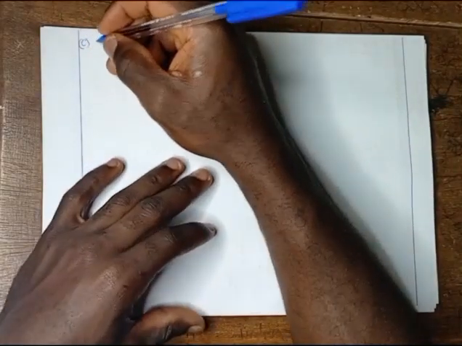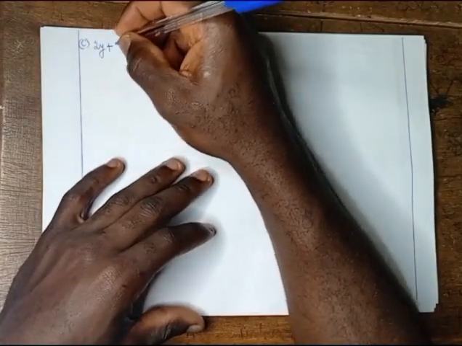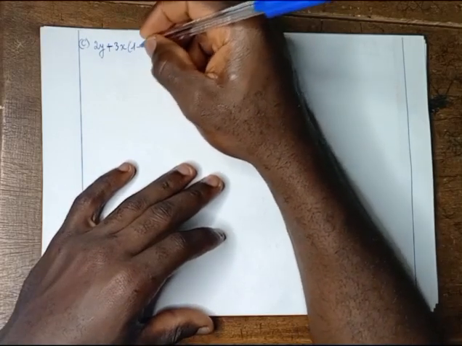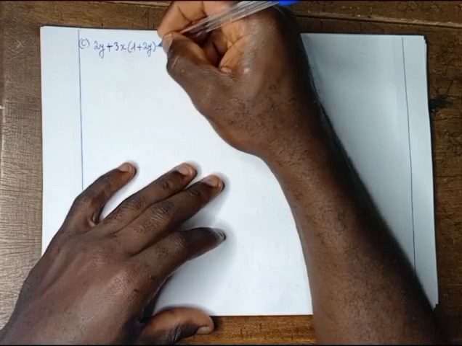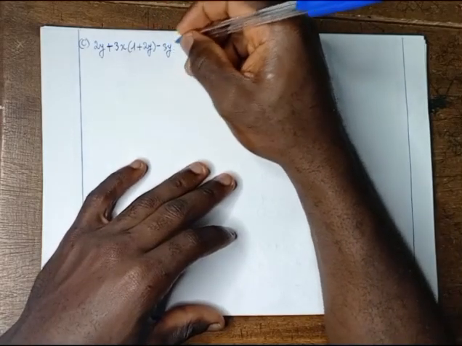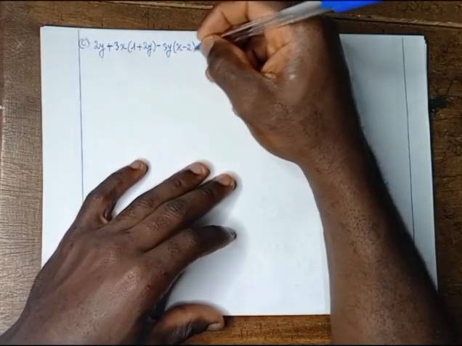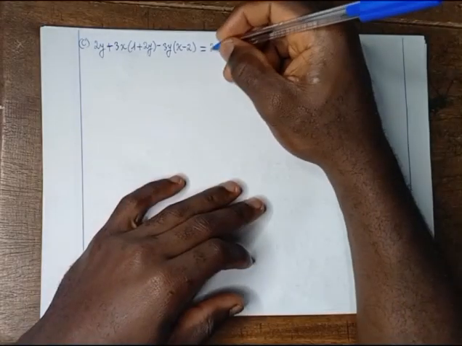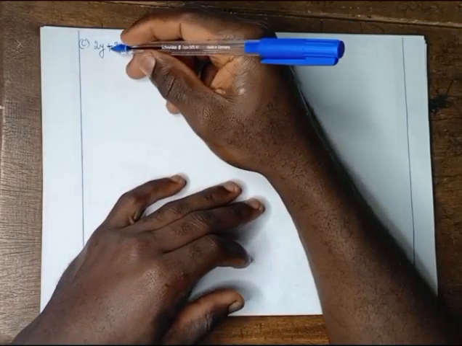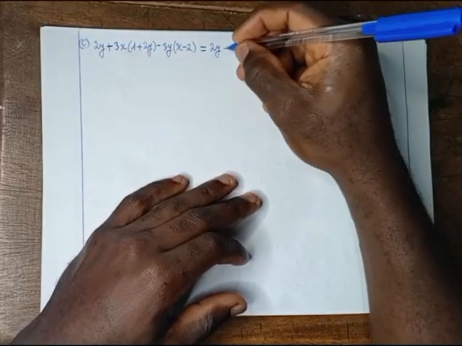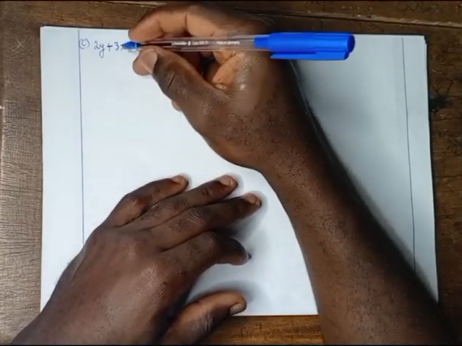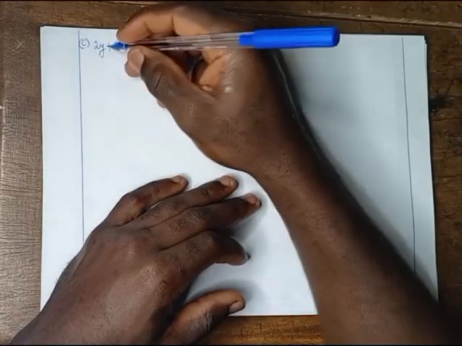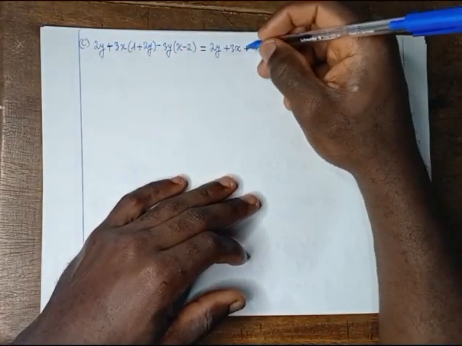We have (2y + 3x)(1 + 2y) − 3y(x − 2). This will simply be equal to, we are going to expand the brackets. This will give us 2y, 3x times 1 plus 3x, 3x times 2y plus. Their signs are positive, that's why we have a positive sign here.